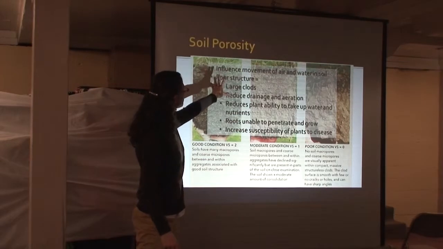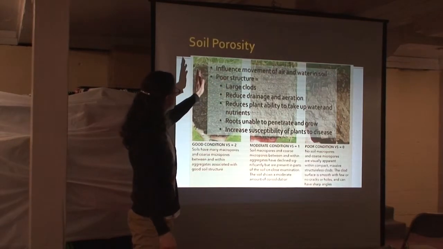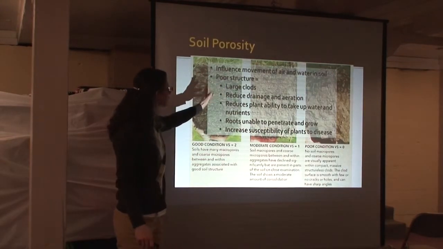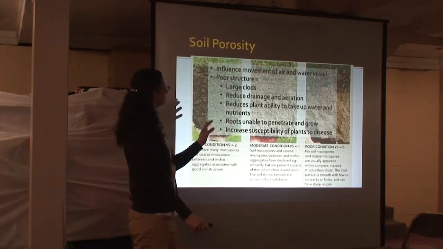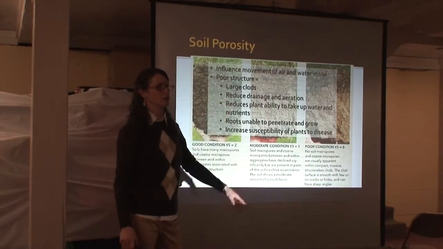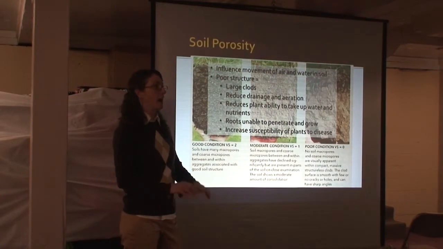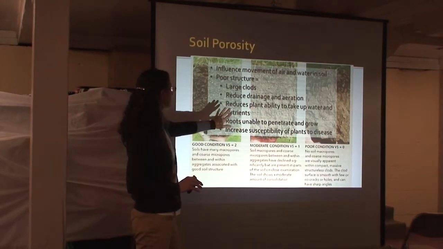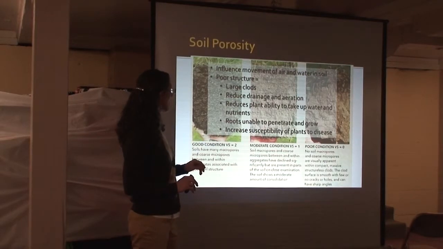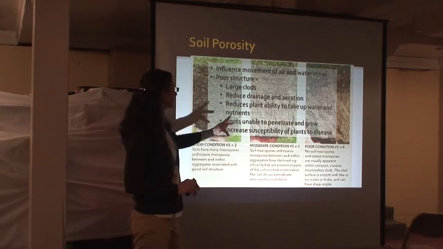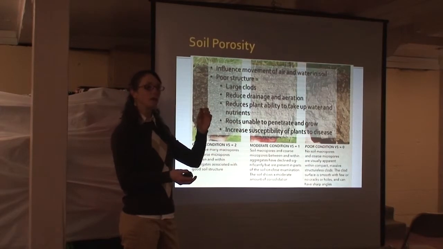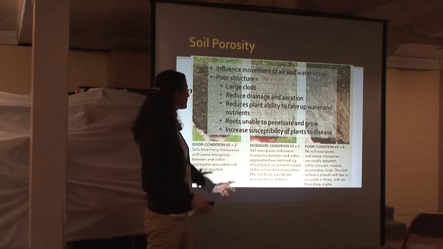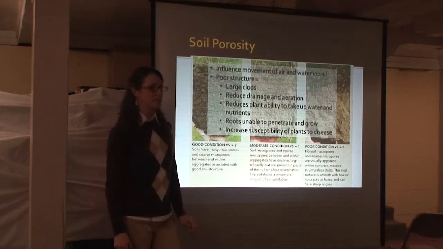And it influences the movement of air and water in the soil, as I mentioned. And poor structure, so if we're on this clod part here, essentially means you've got reduced drainage and aeration. You would know that right off the bat. And that leads to a lot of things. It reduces the plant's ability to take up water and nutrients. The roots are unable to penetrate through there and grow very well, so this is going to stunt your plant growth. It's going to increase the susceptibility of plants to disease as well.